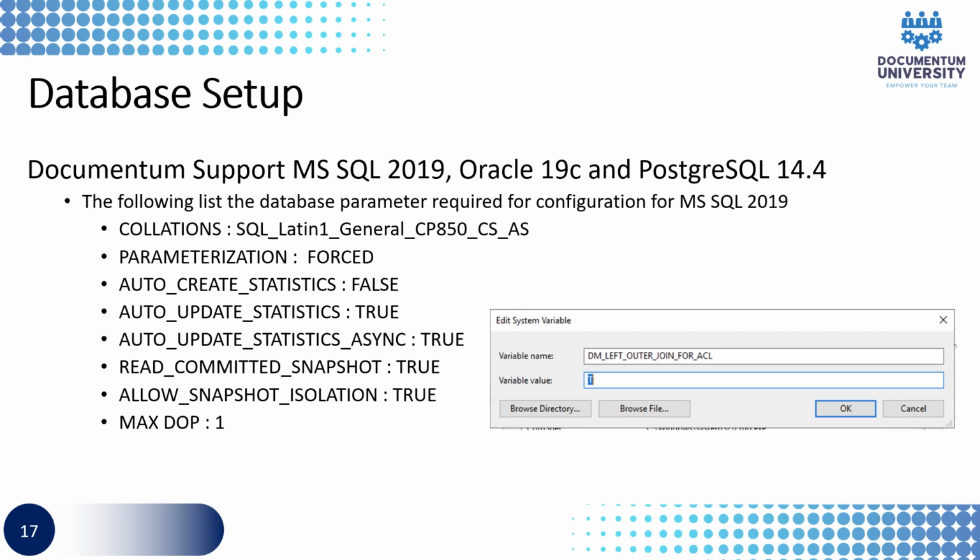Moreover, I highly recommend setting the Windows environment variable DM_LEFT_OUTER_JOIN_FOR_ACL to true while running an MS SQL Server database. Doing so will greatly enhance the performance of the content server. Finally, as we progress through the lab of this module, we will offer an in-depth guide on the installation and configuration of MS SQL Server.